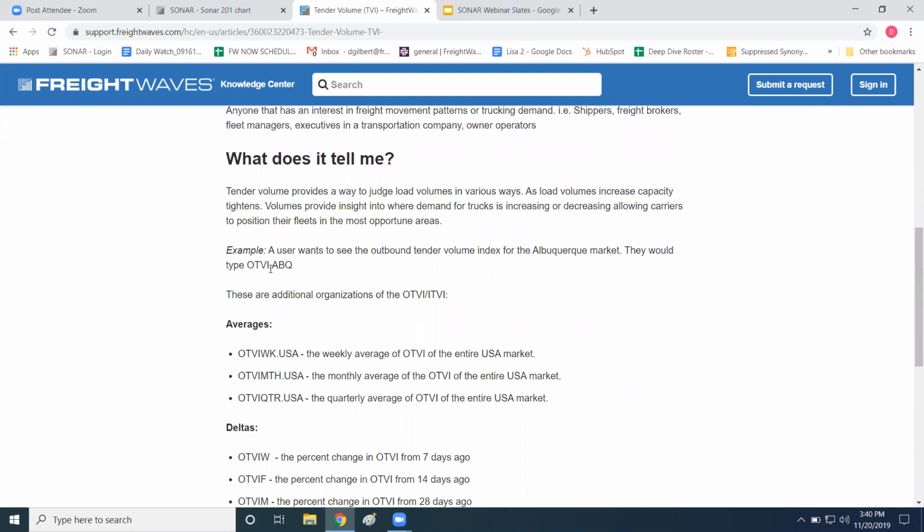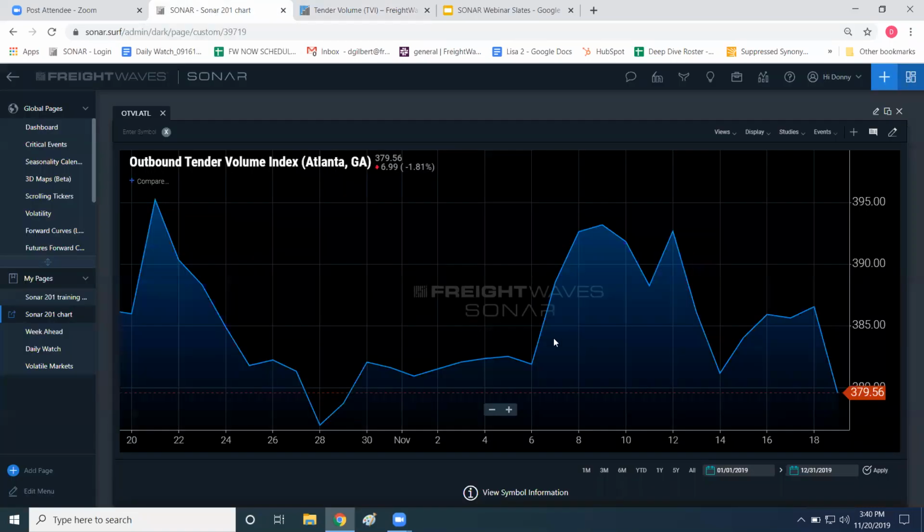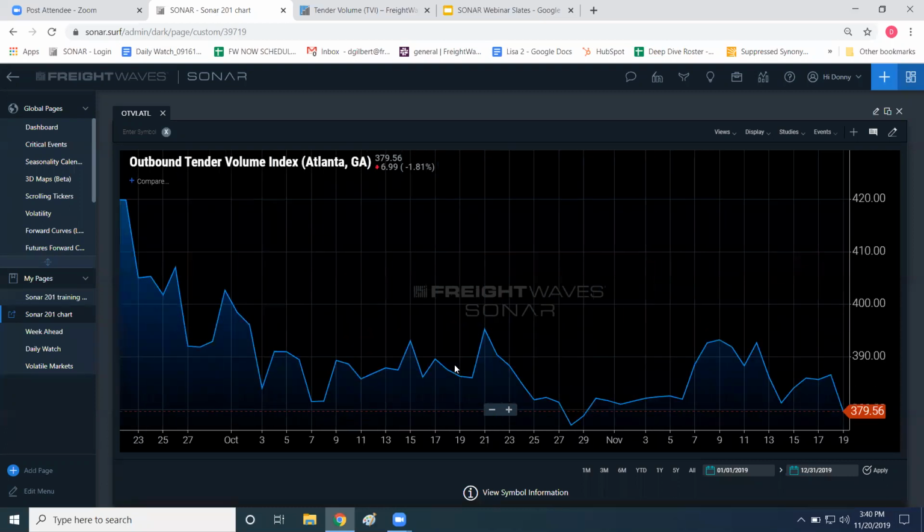So when I bring up an indice, I will type in the indice code, OTVI, a period, and of course, like Atlanta that I've used, is ATL. So here we brought up Atlanta, and this gives me the tender volumes for the Atlanta market. Here through the latter part of September, you can see how they've dropped down. And then here, pick back up through the second week of November, and right now they're trending downward.